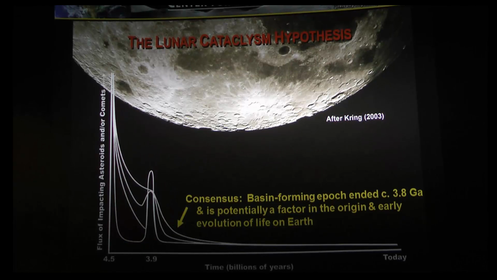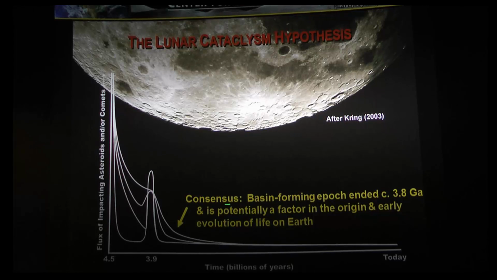Okay, now, based on the Apollo samples, which were, you have to understand, collected from very small areas on the lunar surface, for purposes beyond testing the lunar cataclysm hypothesis, there is still some uncertainty attached to this.